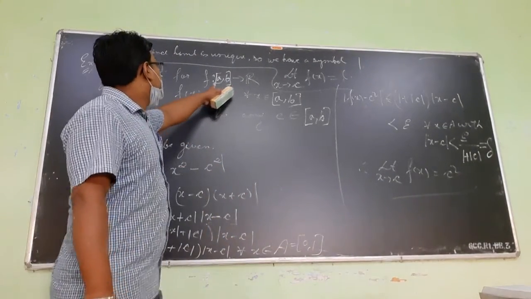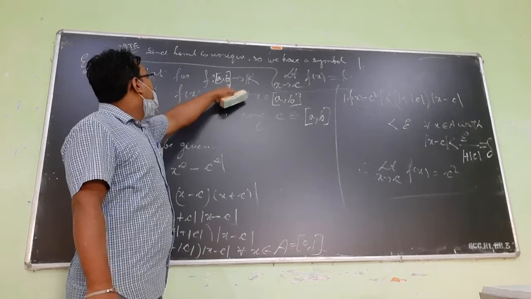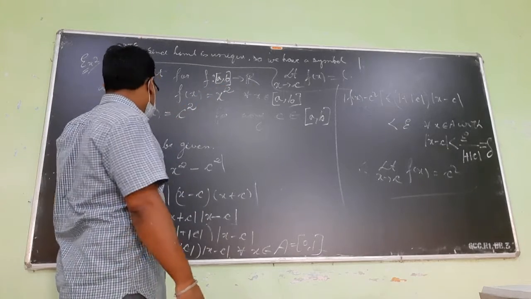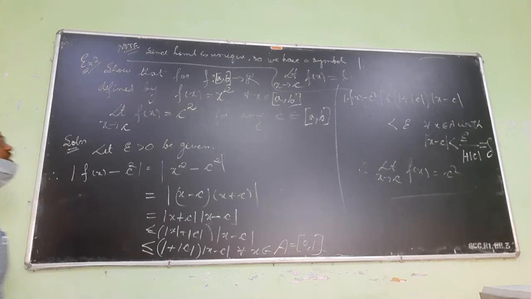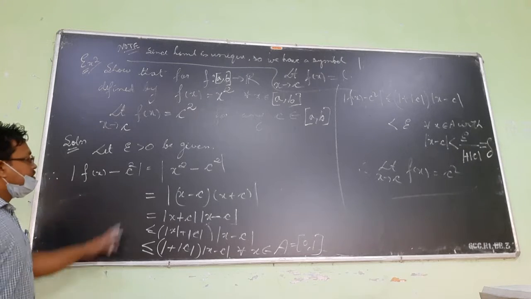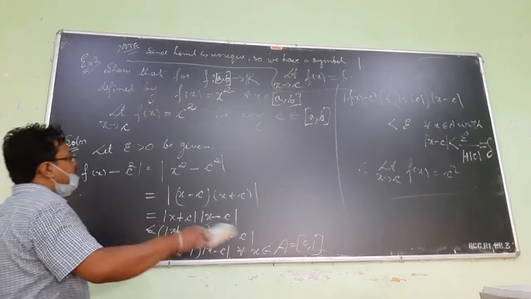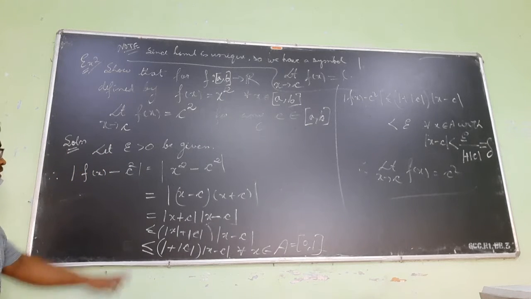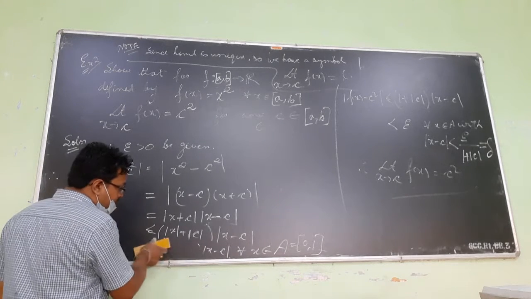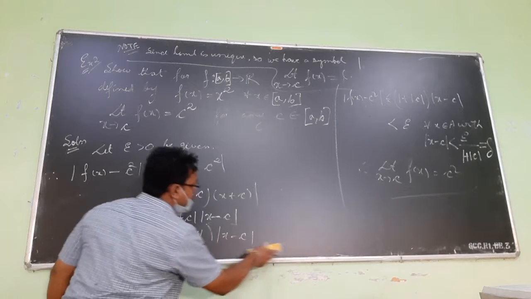We have just changed the domain from [0,1] to [a,b]. Now the domain is [a,b]. The function is same, the functional expression is same. The domain is different, which means the function is different. So f(x) minus c square, mod of this one, x minus c by x plus c. All these are same. Here there will be some difference.